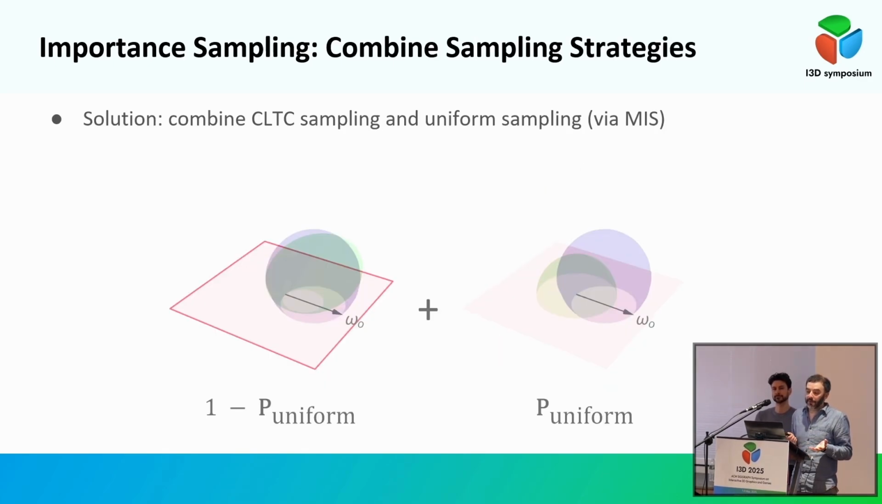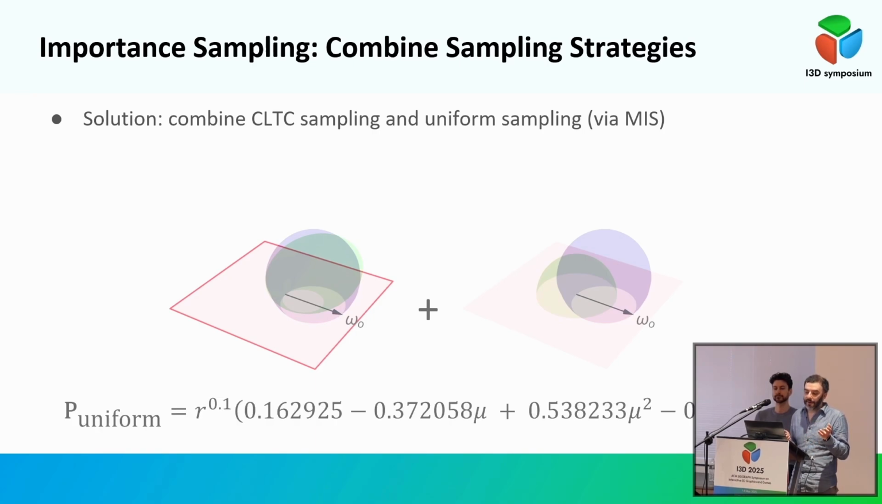So in practice, what we do is we combine CLTC sampling with a little bit of uniform sampling by MIS. And why do we use uniform sampling? Well, it's just uniformly kind of bad, but the PDF is very stable. And when we combine it with the balance MIS heuristic, then our PDF cannot really go that low. It just helps to avoid these spikes and fireflies.